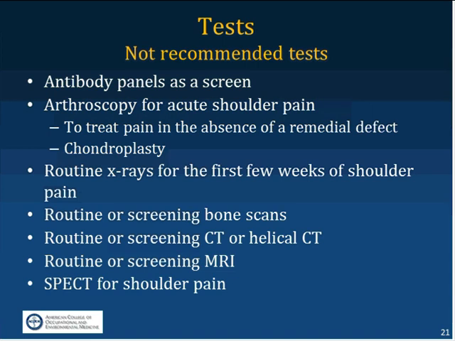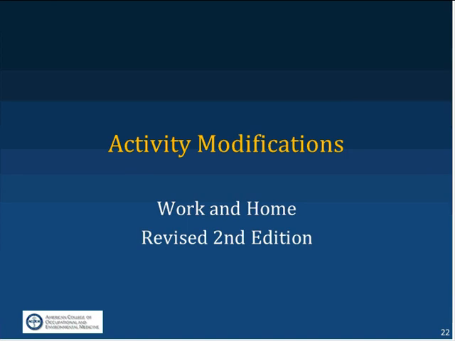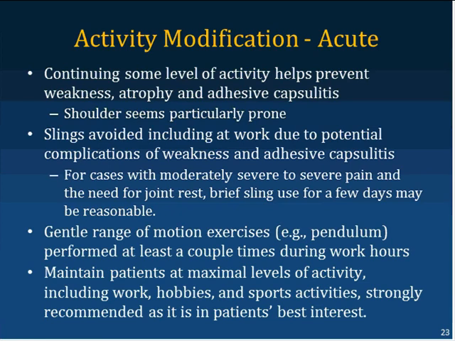There's a little bit in knee problems and a little bit in hips. Routine or screening bone scans are not recommended. Screening or routine CTs or MRIs are not recommended. And there's no evidence that SPECT scans really tell you anything the other scans don't in the shoulder. So that's diagnosis. How about activity modifications?